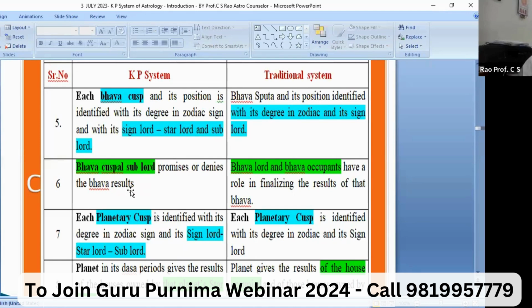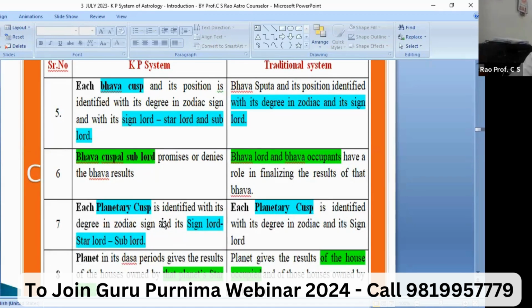Here, coming to the difference between the KP system and the traditional system, the Bhava Cuspal Lord decides whether education is promised or denied to this man. In the traditional system, for this purpose, you have to see the Bhava occupants, whether there are occupants or not, then the Bhava Lord and aspects on the Bhava. That means Bhava Bala, Bhavadhipati Bala. So many items are seen in the traditional system. I can give a separate article on the traditional system also. That's a different thing. We can see it at the right time. Then the next point is the planet cusp.